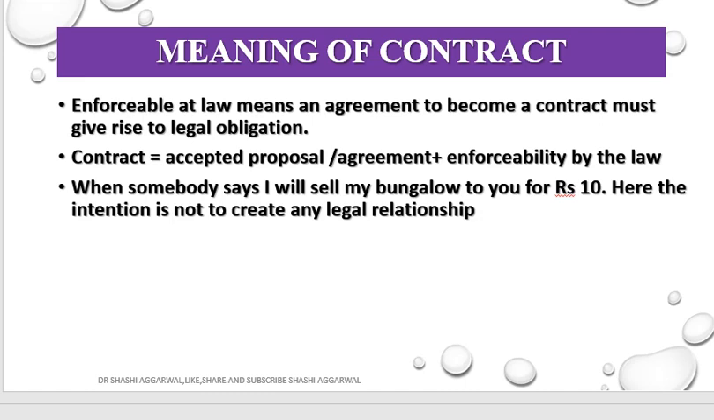When somebody says, I will sell my house to you for rupees 10, here the intention is not to create any legal relationship, so it is not a contract.